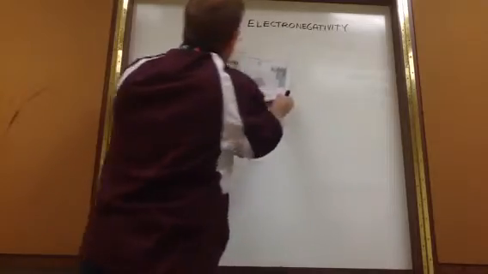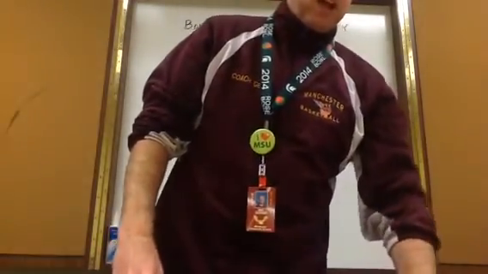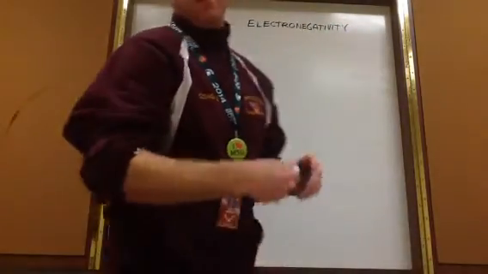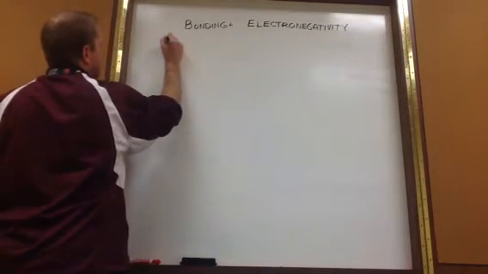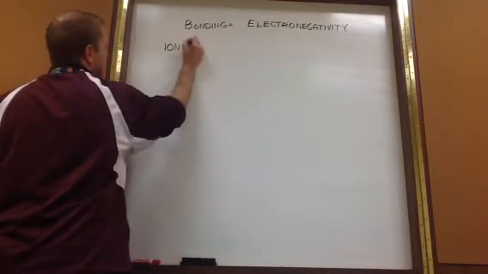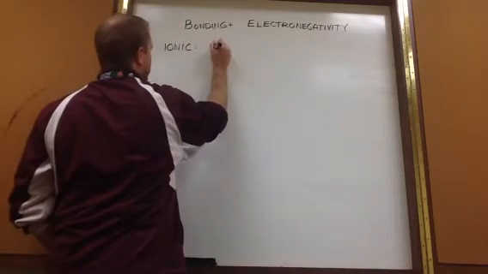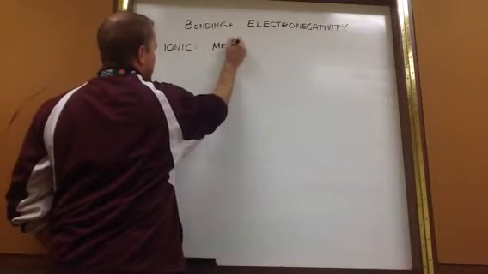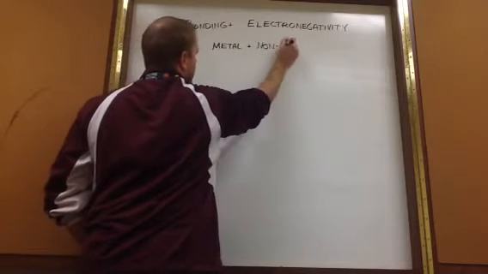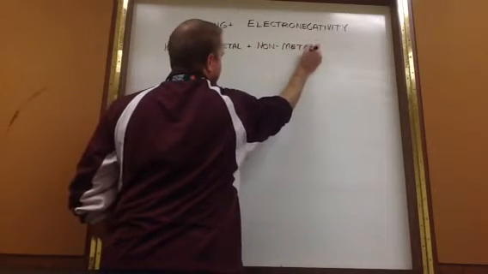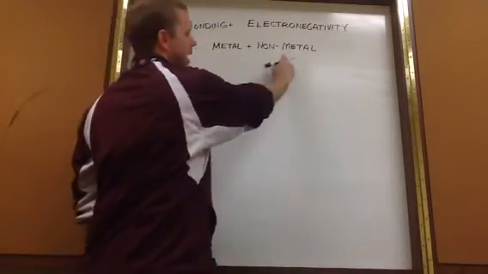Alright, so bonding and electronegativity. I am going to spend a few minutes talking about page 12. First of all, what I need you to know is this. If you see with ionic substances that you have a metal and a nonmetal, then your substance is ionic. Again, it must have a metal bonded to a nonmetal.